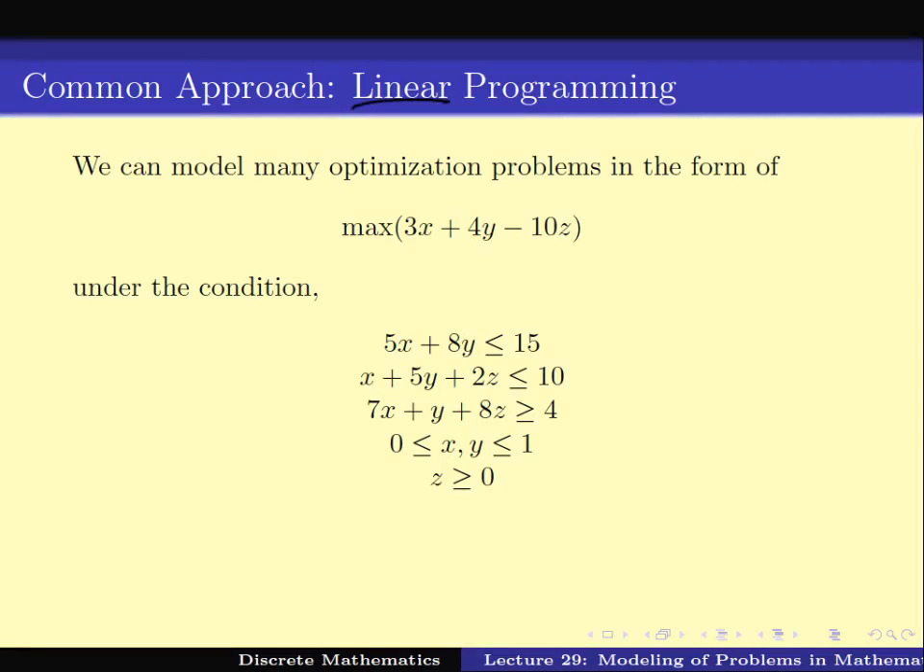Linear because all the constraints as well as the optimizing function are linear, meaning they are degree 1 polynomials. So we don't have something like x square or xy in the terms. So I have 3x plus 4y minus 10z. Right? So it's a linear term.